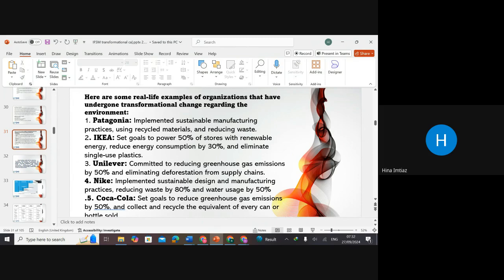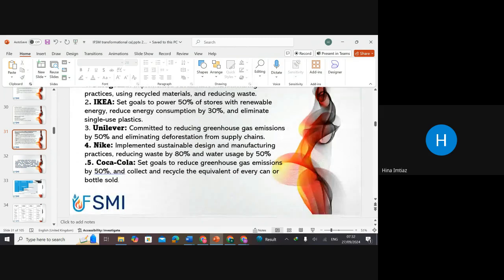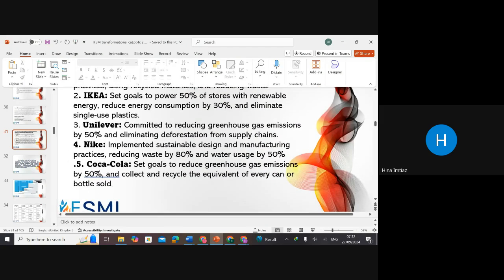Okay, then moving towards the next one, this is Unilever. Unilever is committed to reducing greenhouse gas emissions by 50% and eliminating deforestation from the supply chain. Okay, next we have Nike. Nike is implementing sustainable design and manufacturing practices and reducing waste by 80%, and not only reducing waste by 80%, but they will also save 50% of water usage.